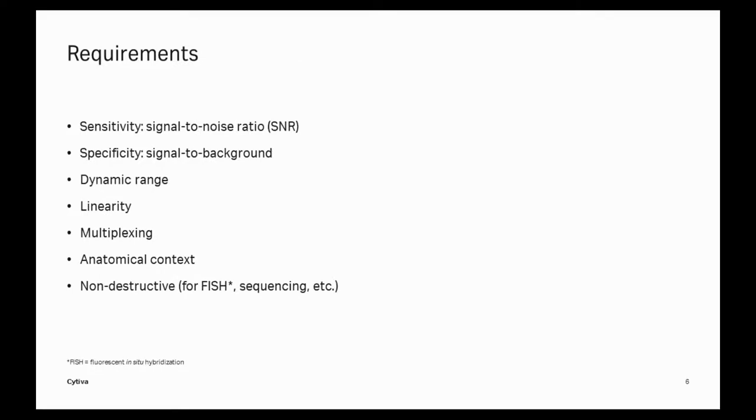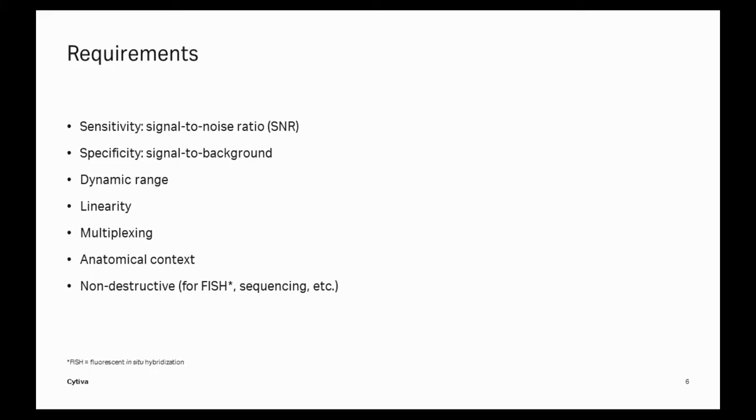So if I want to make a system that will allow me to study that complex microenvironment, I need a system that is both sensitive, that is, it has a very high signal-to-noise ratio, and specific, that is, I can identify the specific signals I'm interested in measuring and dissociate them from the background and from non-specific interactions. They need to have a dynamic range. One and zero is not sufficient. I need a range, and that range needs to be linear so I can trust it.